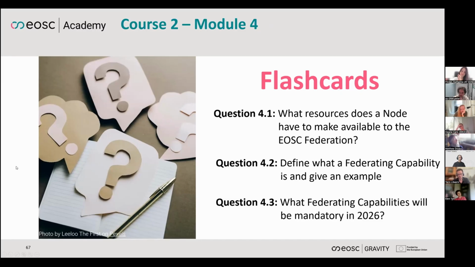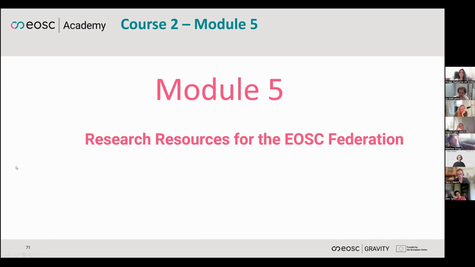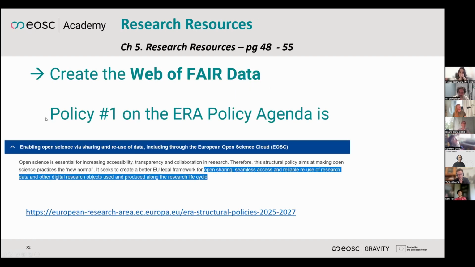So I think that's enough of a break. Now we go to module 5, the research resources. For a thematic node, these are the most important things. The other federating parts are important to be part of the club, but what we're actually offering to researchers are research resources. And if you look at the policy, the first point on the European Research Area Policy Agenda is enabling open science via sharing and reuse of data, including through the European Open Science Cloud. So I think it shows the importance of having the research resources.